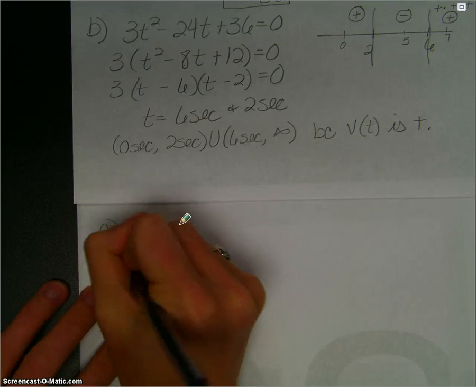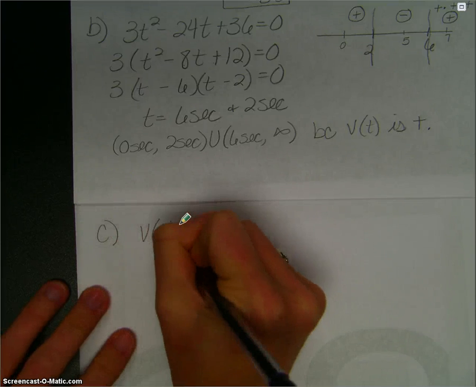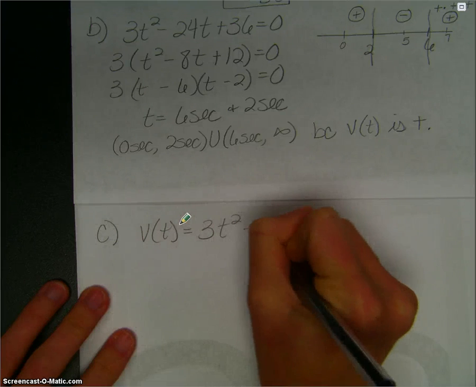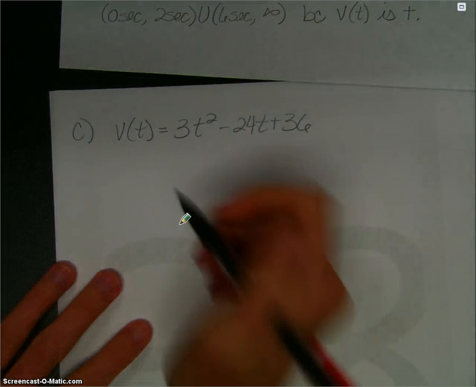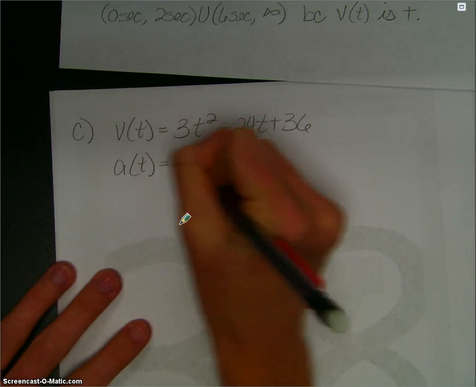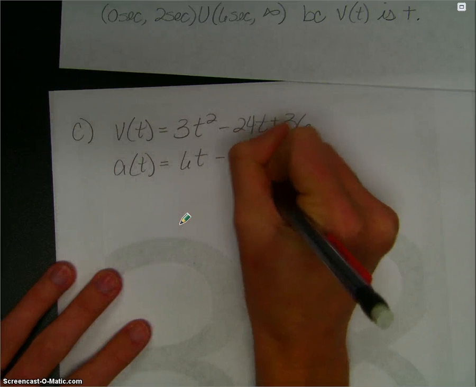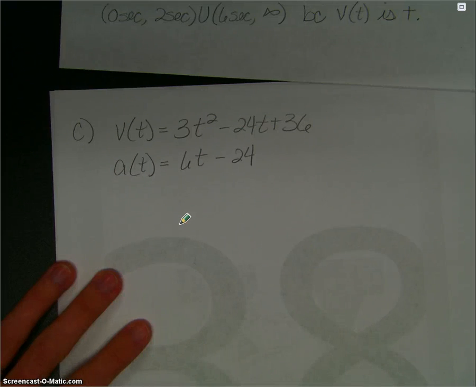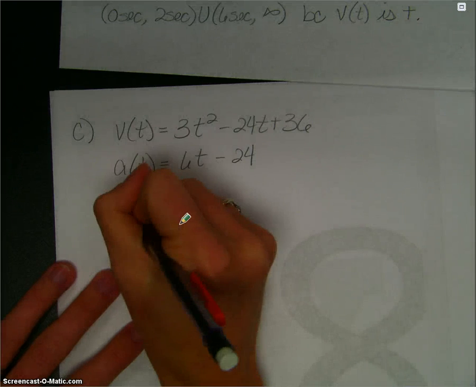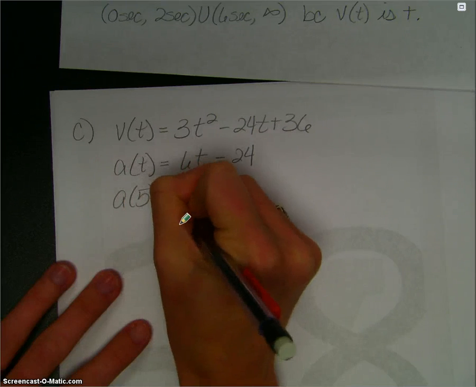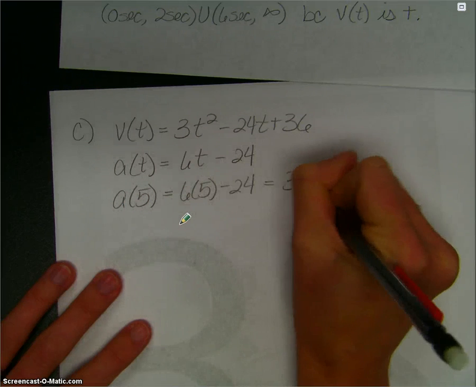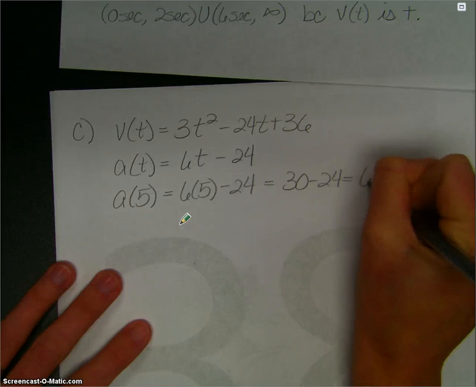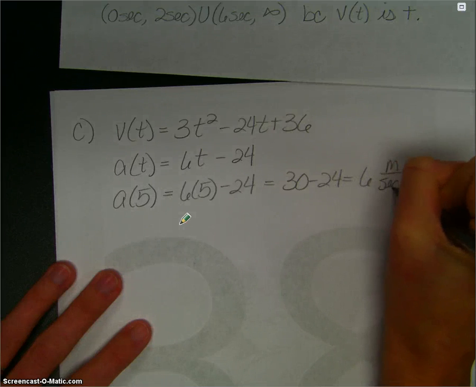Okay, on part C of this same question, it asked me to find the acceleration. So I already know that the velocity is 3t squared minus 24t plus 36. To get the acceleration, I'm going to take the derivative of that. So the acceleration is going to be 6t minus 24 plus 0. All right, and I want to find this acceleration at 5 seconds. Okay, so 6 times 5 minus 24 gives me 30 minus 24, which gives me 6 meters per second squared.